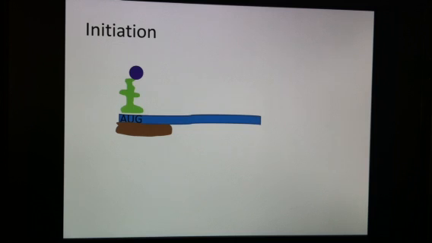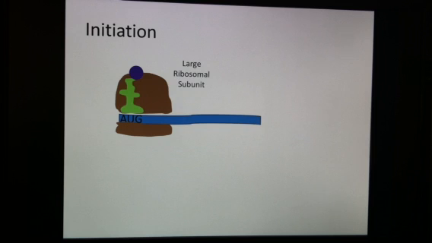Now, I don't have pictured, but there's an anticodon on this green tRNA that says UAC, and it hydrogen bonds temporarily with the codon in the RNA, AUG. The next step would be to add the large ribosomal subunit. So this is initiation of translation.